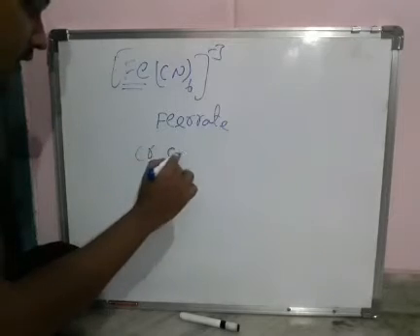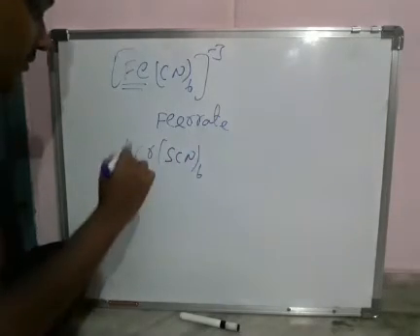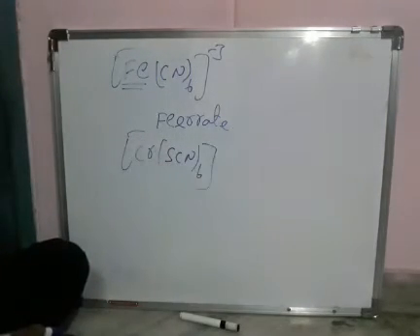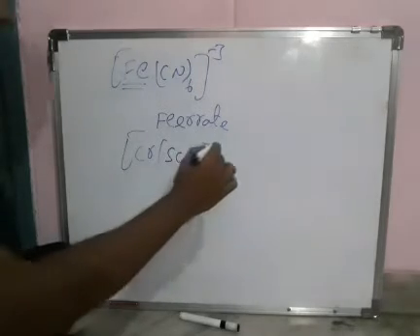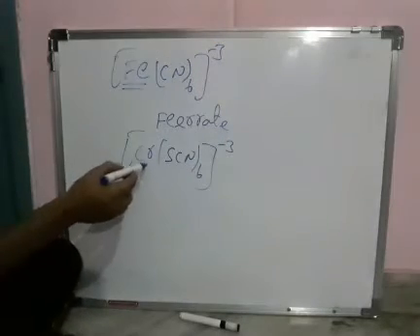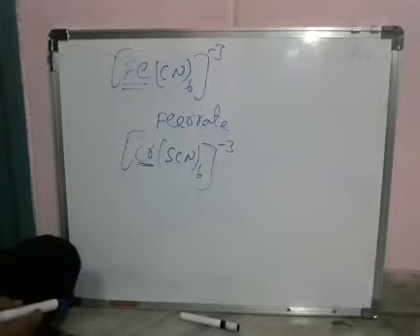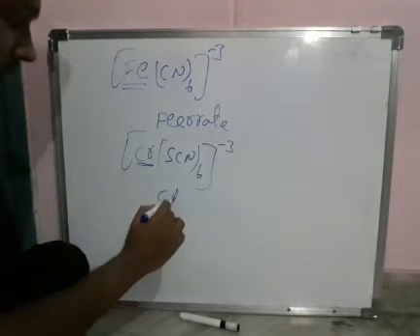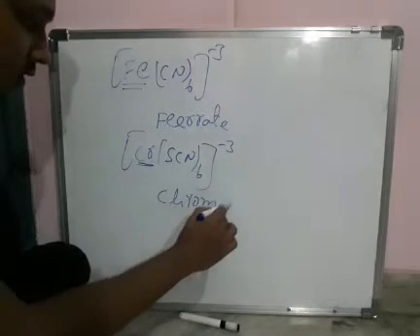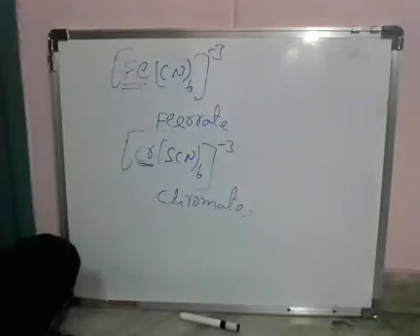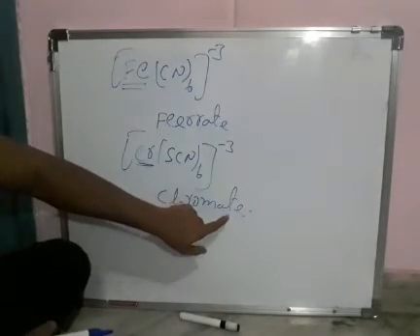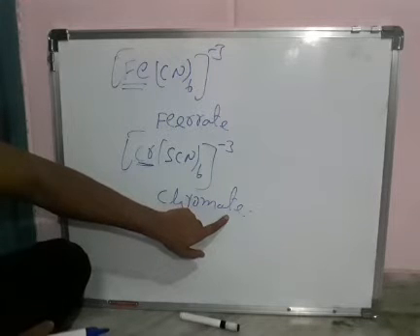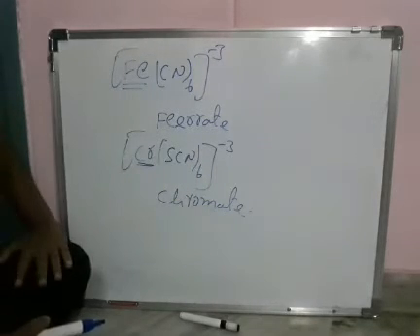Take chromium SCN 6 times, minus 3. The central metal atom is chromium, so the suffix must be added as chromate. Like that, the suffix -ate must be added. This is in the case of a negative coordination sphere.